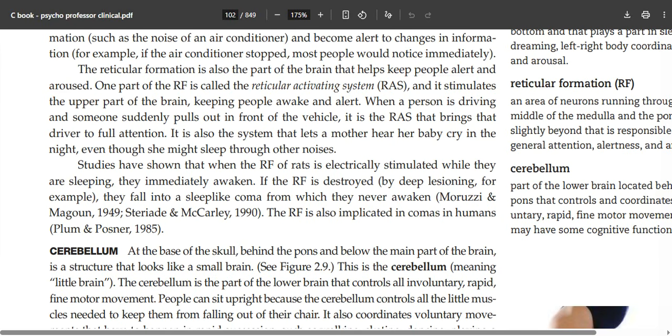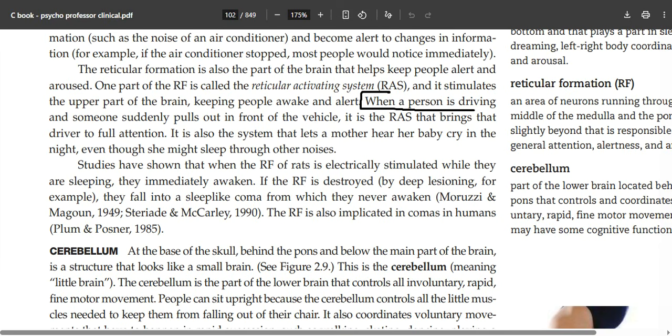Okay, so arousal, alertness, reticular formation, medulla running from that middle part. One part of the RF is called the reticular activating system, RAS. This is not Rajasthan services, this is reticular activating system, and this is important. It stimulates the upper part of the brain, keeping people awake and alert. So the functioning is almost similar, awake and alert, and it is making your upper part of the brain stimulated.